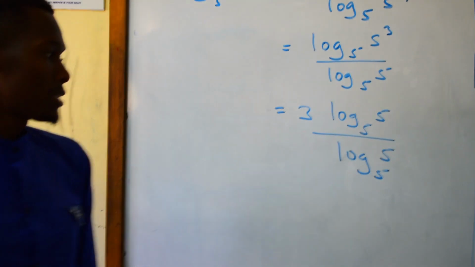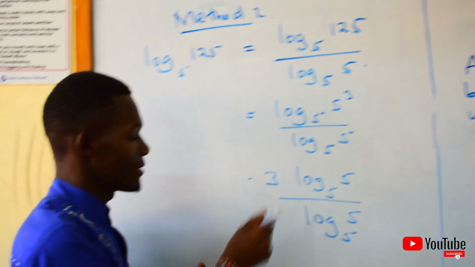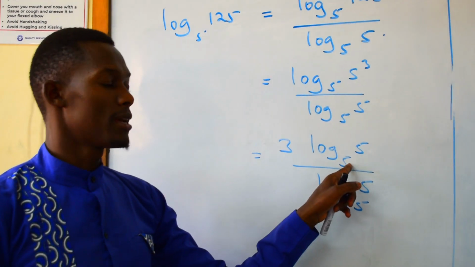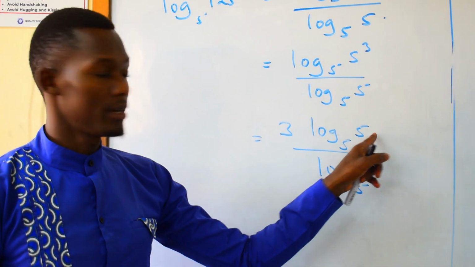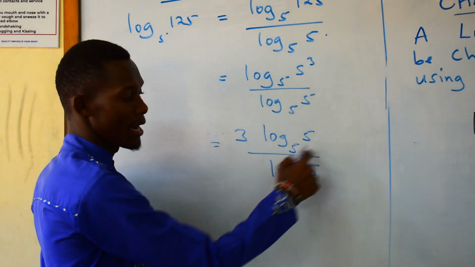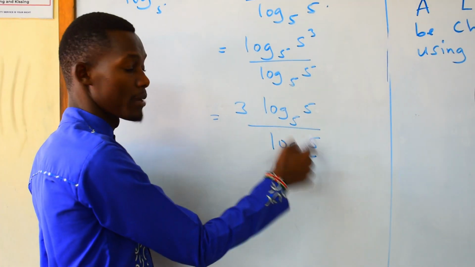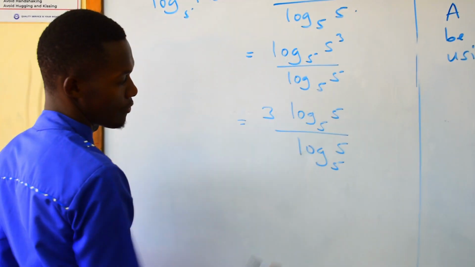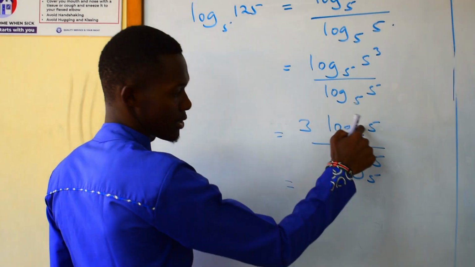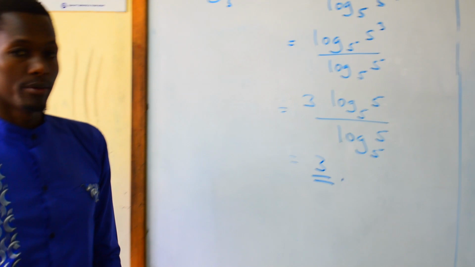Now, from the laws of logarithms, we know that if you have the logarithm of a number, and the number is equivalent to the base, then this just becomes 1. So the log of 5 to base 5 becomes 1, and the log of 5 to base 5 becomes 1. Or else you can just cancel the two of them. But using that law, this one is 1, this one is 1. So therefore, 3 over 1, and your answer just remains 3.